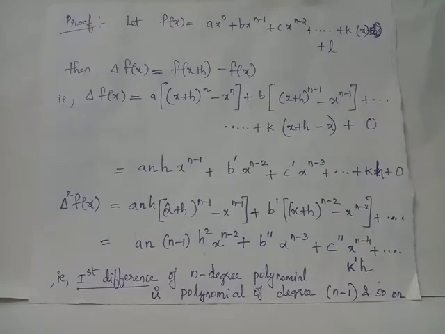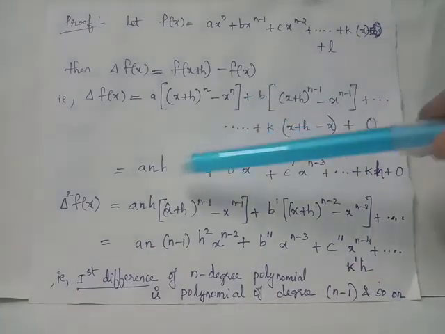and from this expression of the first difference of the nth degree polynomial, you notice that a polynomial of degree n minus 1 is obtained. That is, the first difference of an nth degree polynomial gives an output which is a polynomial of degree n minus 1. Now we will evaluate the second difference of the nth degree polynomial, or delta square of f of x, which is obtained by application of the forward difference operator on this expression.